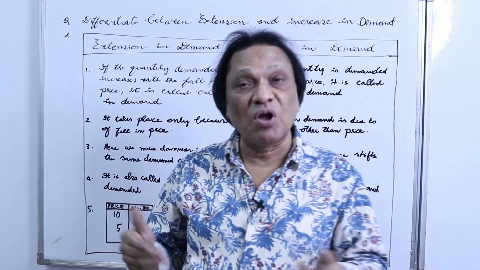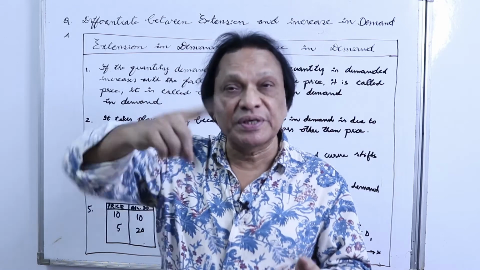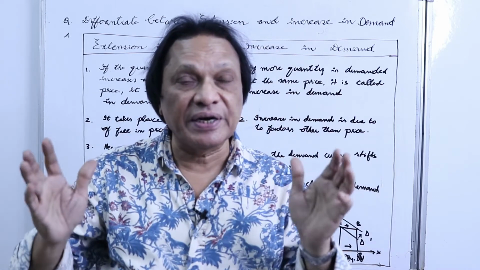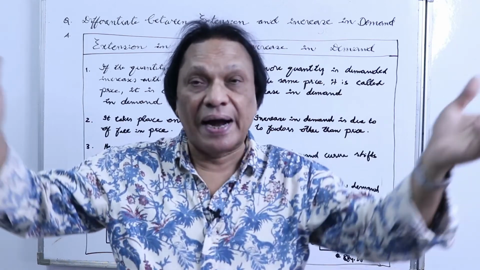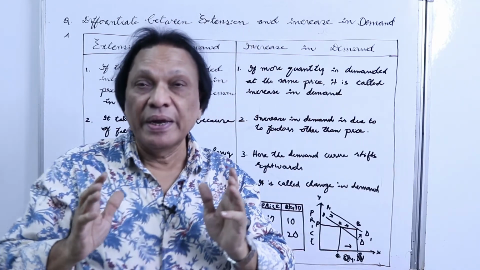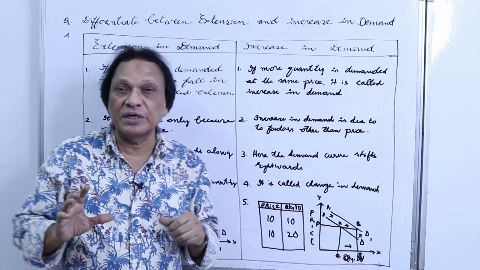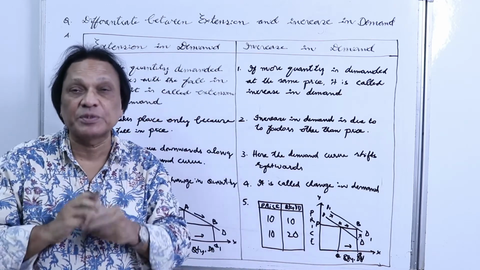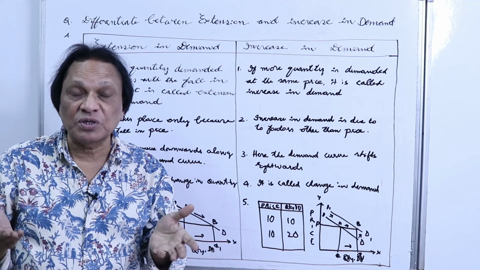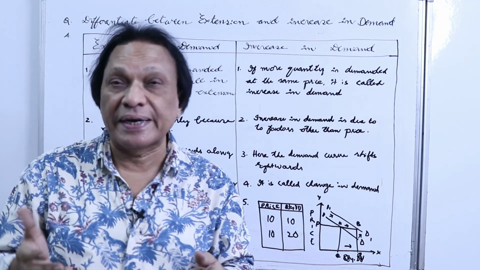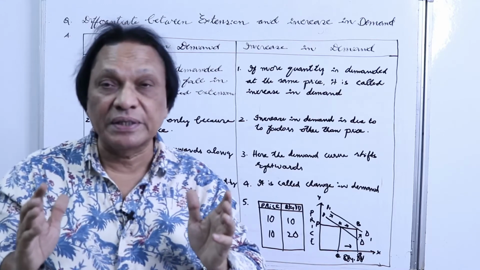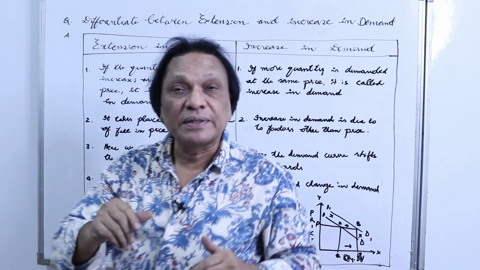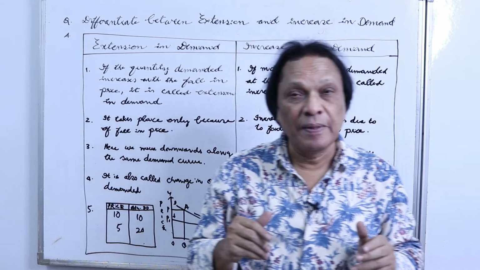You remember in the last class or last videos you have seen extension and contraction in demand. Then we have seen increase and decrease in demand. Extension and contraction in demand purely takes place just because of one factor affecting demand, that is price of the commodity. Because of the changes in price, the quantity demanded goes up or goes down. That's called extension in demand.